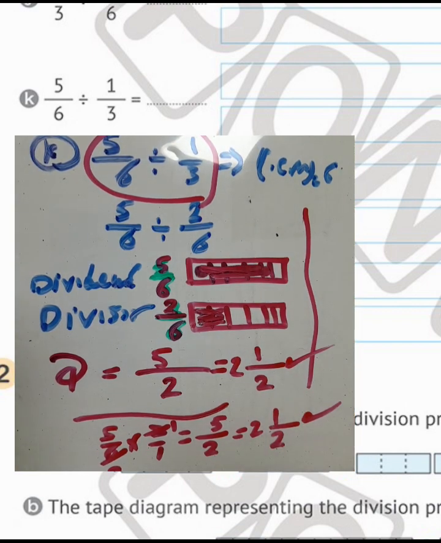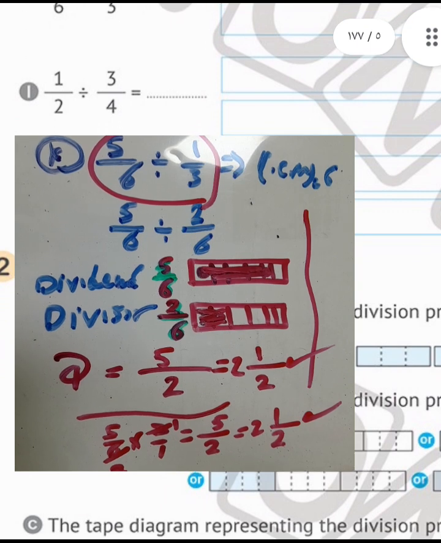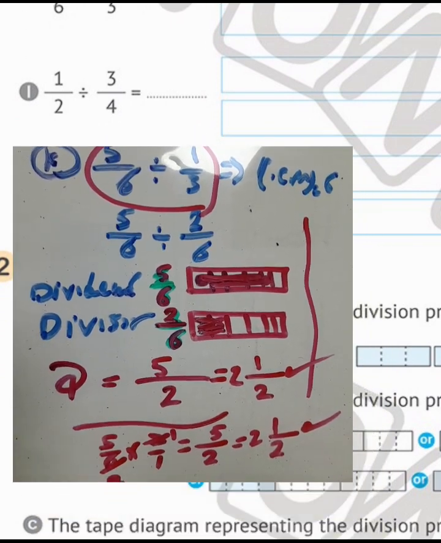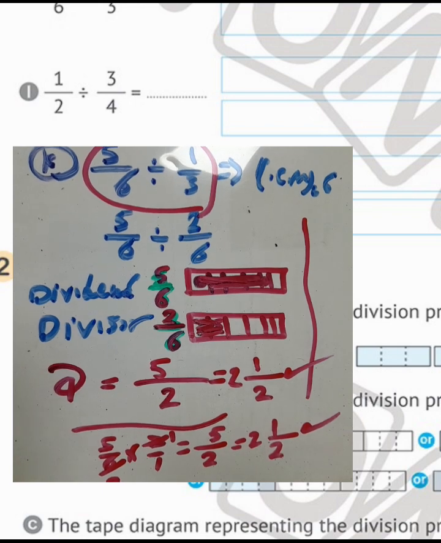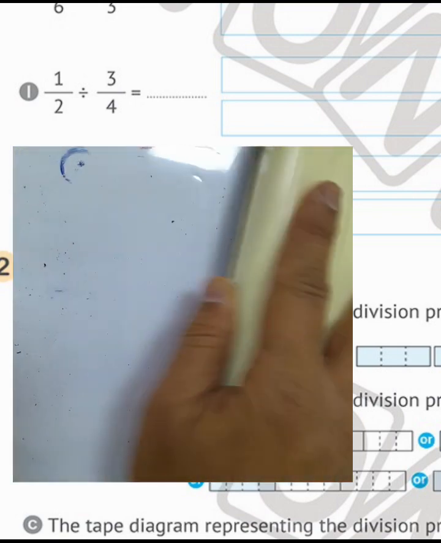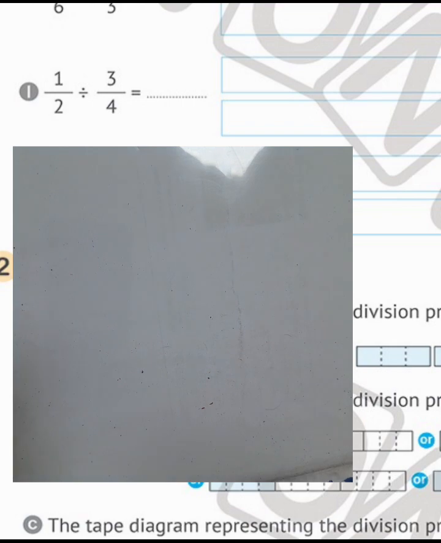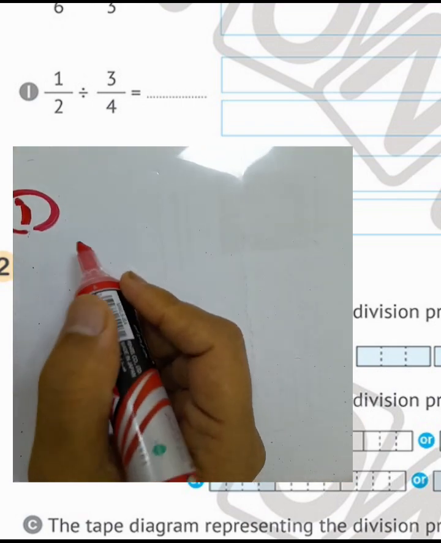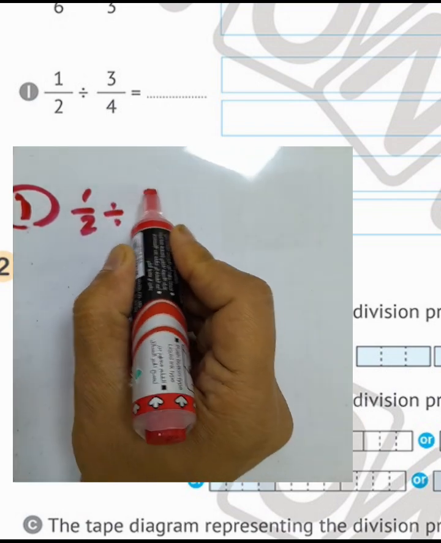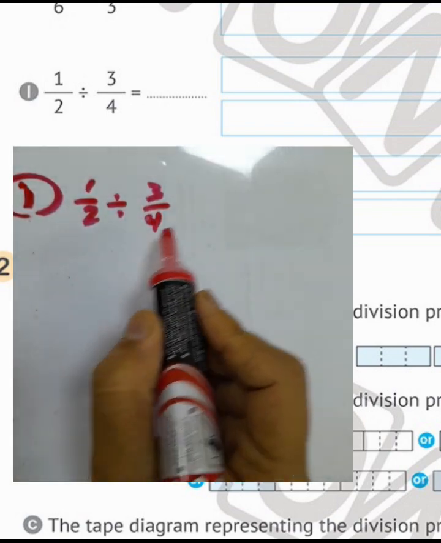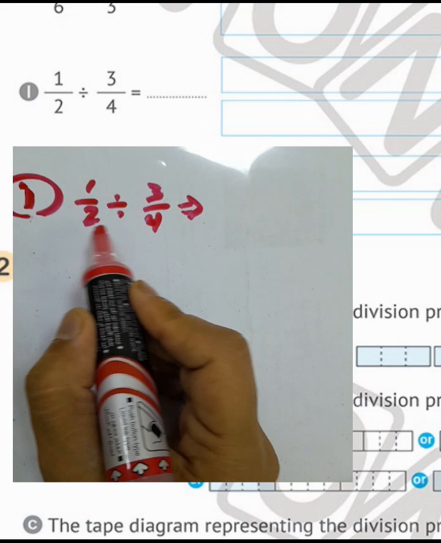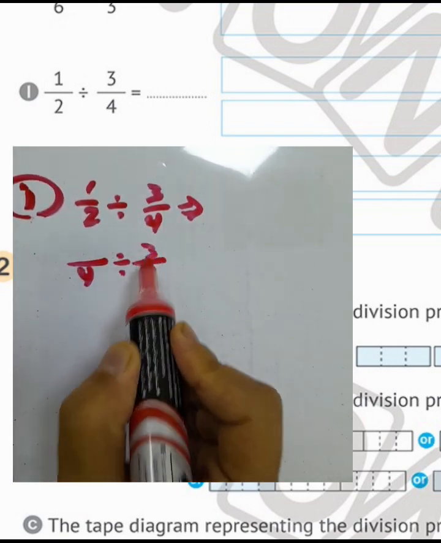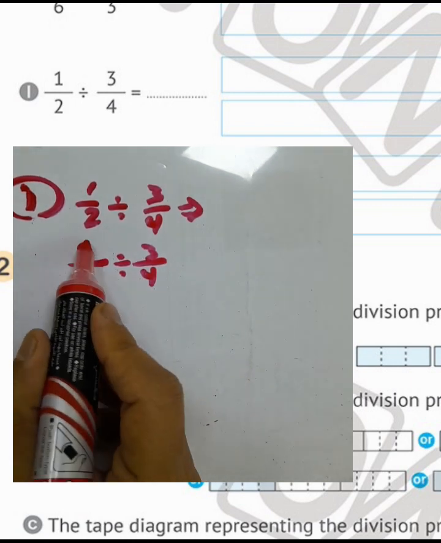Okay, understood. Next question, letter I. Half divided by 3 over 4. We must find the least common multiple of the two denominators. Question letter I: 1 over 2 divided by 3 over 4. We know the least common multiple between them will be 4, because 4 can be divided by 2. Write 4 here and 4 and 3. 2 times 2 equals 4, 2 times 1 equals 2.